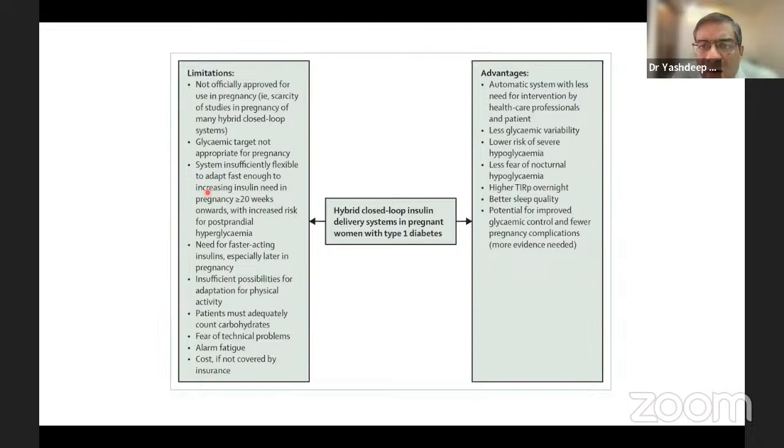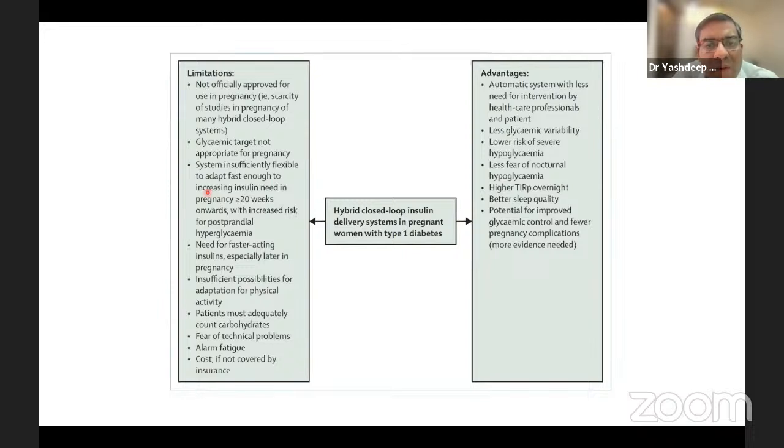So the advantage is that when there is an automatic system of stopping the pump or predicting hypoglycemia and decreasing the rates or stopping the insulin flow, there is low risk of severe hypoglycemia and less fear of nocturnal hypoglycemia, which translates into better sleep quality. There will be lesser glycemic variability. The patient will be able to spend more time in range, and every 5% increase in time in range will decrease the complications associated with type 1 diabetes and pregnancy.